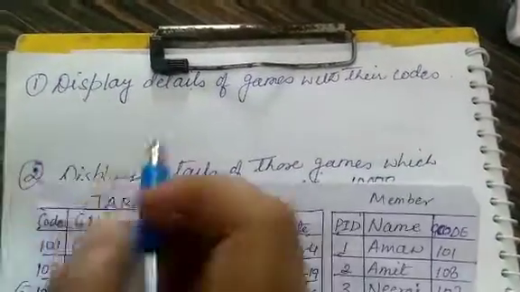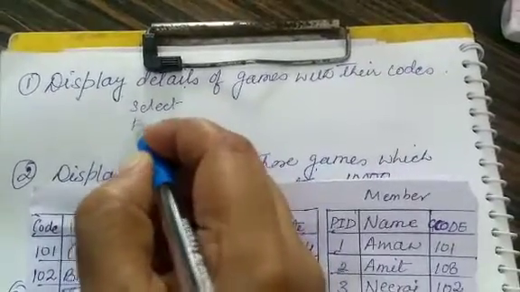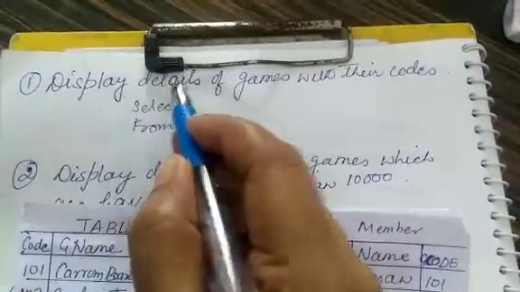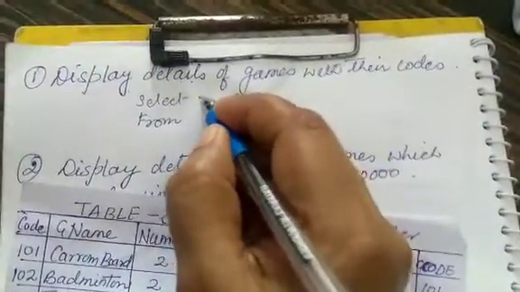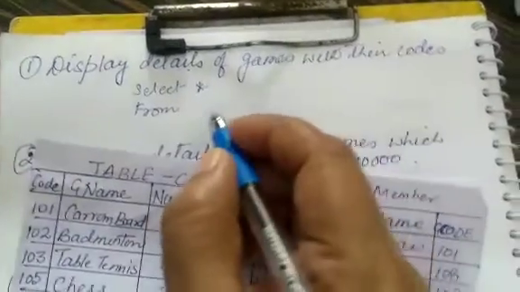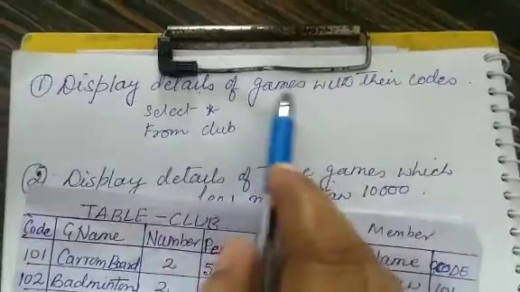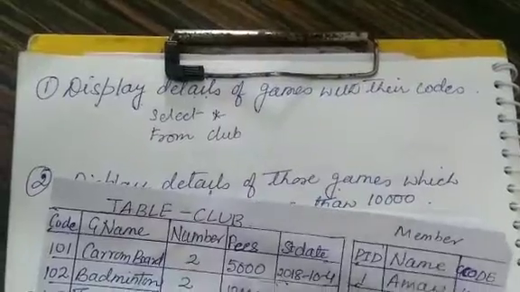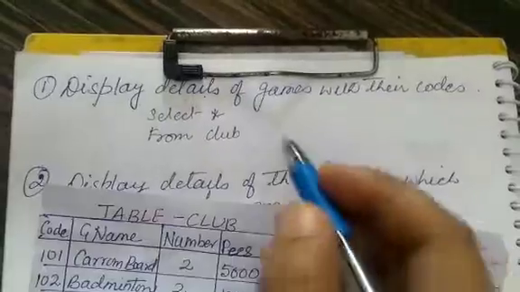The query is display. Display query means you have to use select, and with select we always write from. So what do you have to select? Details means all the columns. So either you write the names of all these columns or you can write asterisk. From which table? The table name is club. So from club. You have to write the details of the game with their G codes. So all the details you want, select asterisk from club.